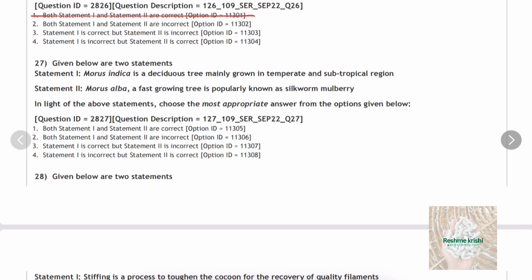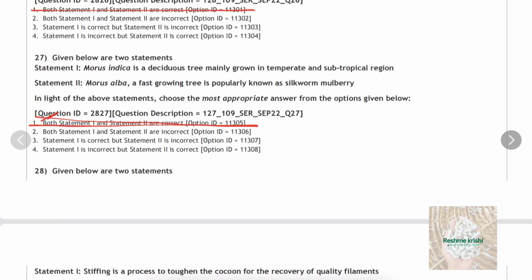Morus indica is a deciduous tree mainly grown in temperate and subtropical regions. Morus alba, a fast growing tree, is popularly known as silkworm mulberry. Both statements are correct. Just read it out, you will come to know. It is very much easy.